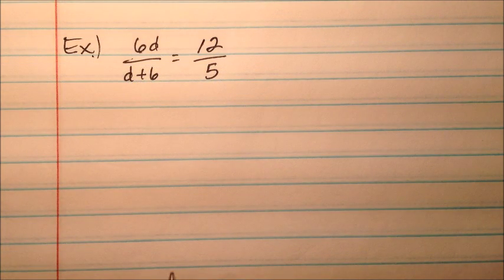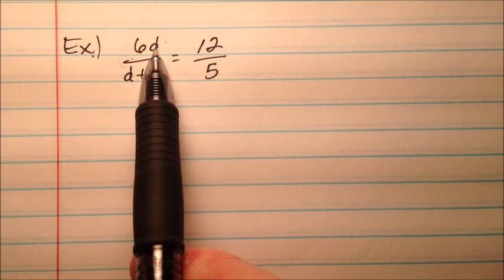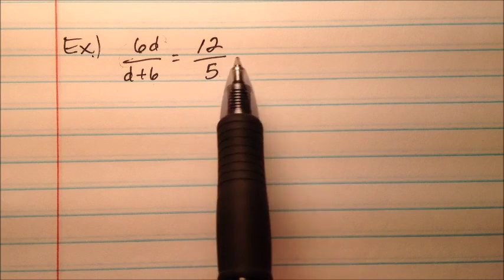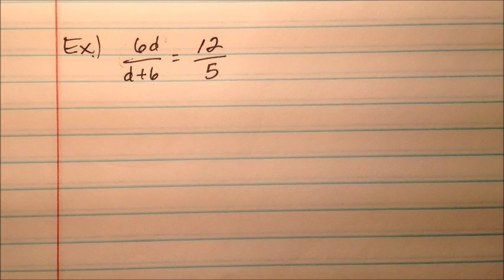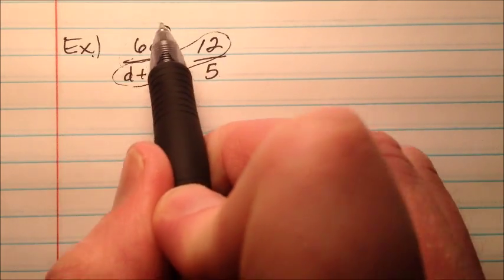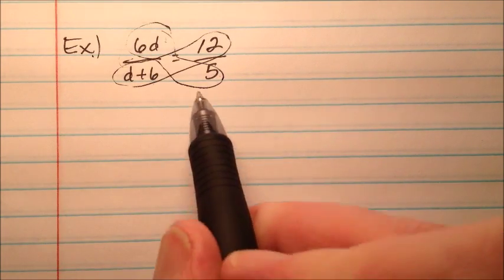In our fourth example, we have the ratio 6d over the quantity d plus 6. And that's going to be equal to 12 over 5. And again, since we have variables in multiple places, our only choice is to go ahead and use these cross products.